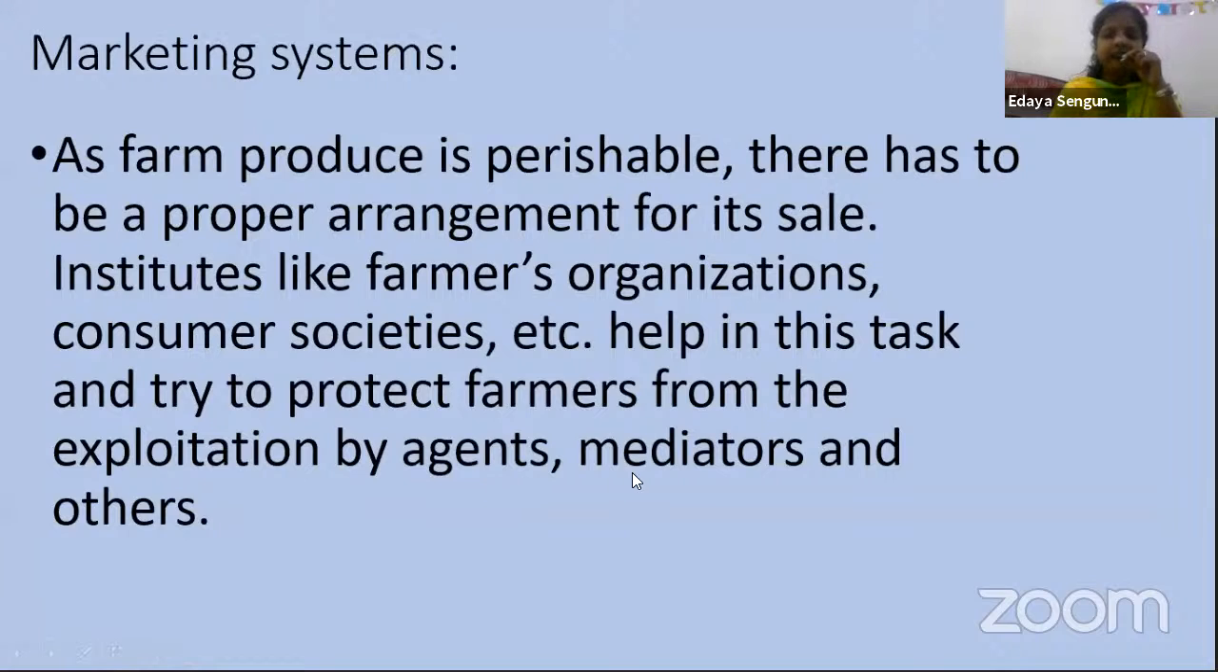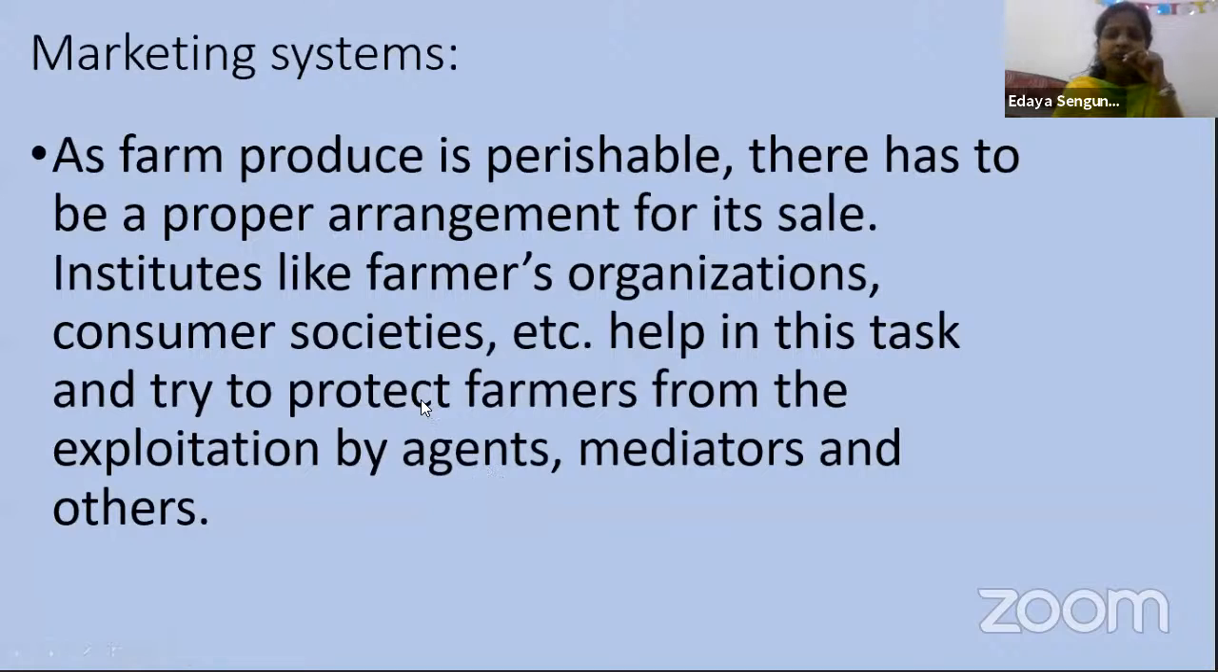So now who are these agents and mediators? They are the middleman person who buy the products from the farmers and sell to the shopkeepers, and then we buy from the shopkeeper. Institutions means our school is an institution, a bank is an example of institution. Similarly, farmers organization and consumer societies are an example of institution which protect farmer from this agent.